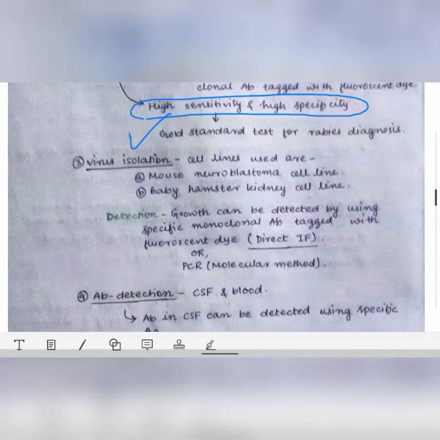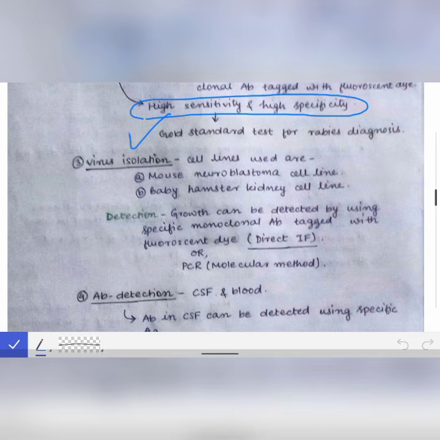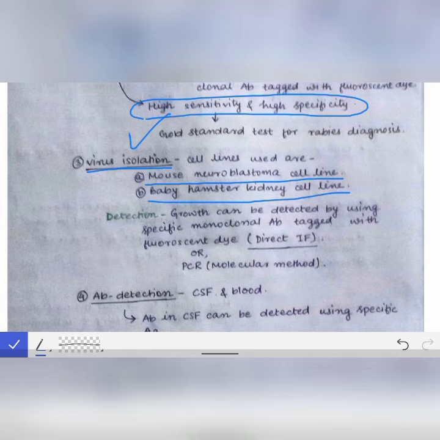The third step in the diagnosis of rabies virus is the virus isolation. As we have read in general virology, this is not done routinely. This is mainly for research purposes, but for the sake of diagnosis of the rabies virus, we have to know this. In any virus isolation, we need cell lines, and the preferred cell lines in the case of rabies virus are the mouse neuroblastoma cell line and the baby hamster kidney cell line.